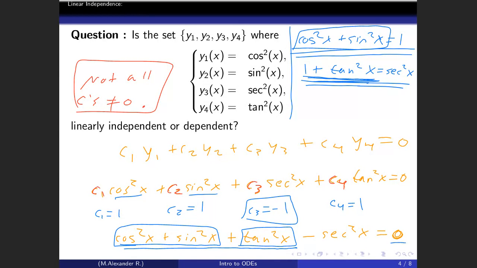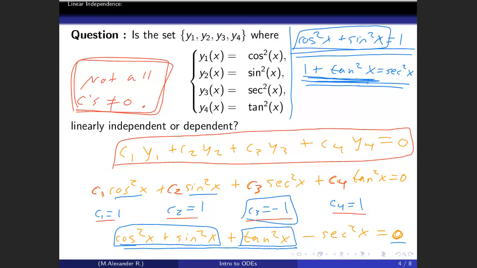Okay, so those are the good choices for c1, c2, c3, and c4, such that the linear combination is equal to 0. And here I want to emphasize that not all the c's are 0, and actually in this case, none of the c's are 0. In general, you might have one of them be 0. If you have 4 c's, you're allowed to have one of the c's be 0, but not all 4 of them. In this case, we made specifically the choices c1 equal to 1, c2 equal to 1, c3 equal to -1, and c4 equal to 1. And with those specific choices, the linear combination is equal to 0.